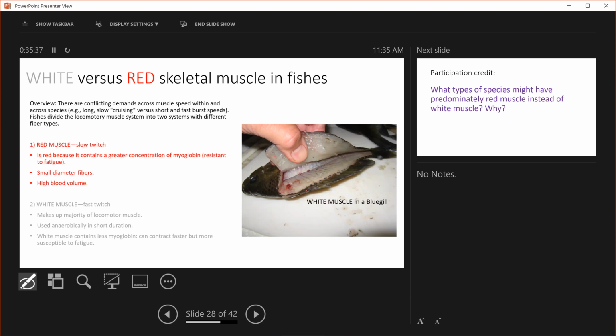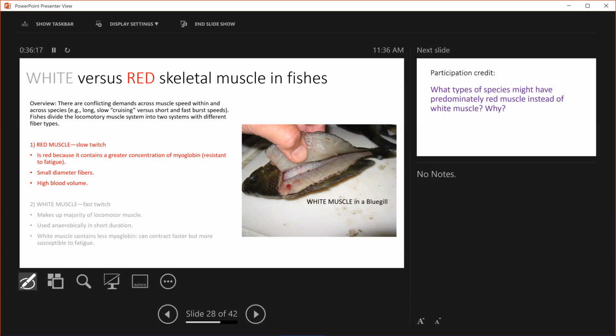And that's called slow twitch muscle. White muscle is fast twitch, and tends to be the majority of locomotor muscle in fishes. It can move quickly, but it doesn't have a lot of duration in terms of use. That muscle tires out really quickly. But it's used for short duration movements, like a striking fish is going to rely on its fast muscle. Now, certain species, because of their life history, are going to have more white muscle than red muscle. And other species are going to have more red muscle because they're migratory species.